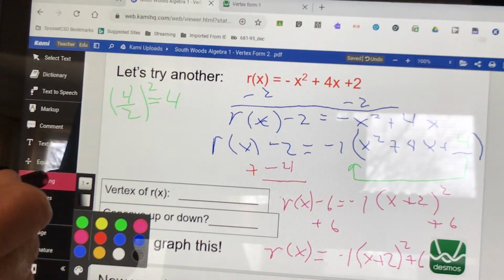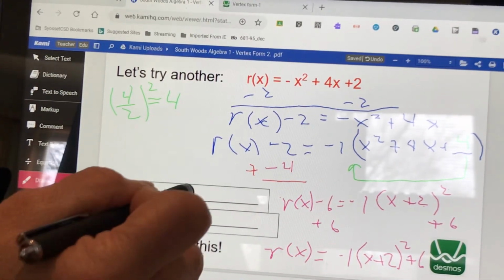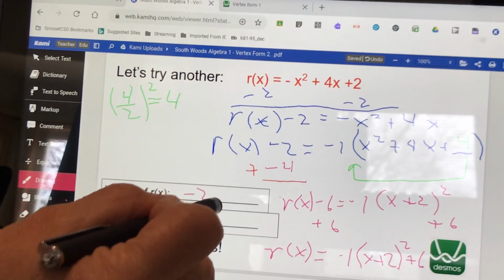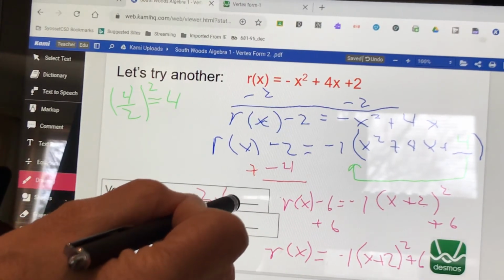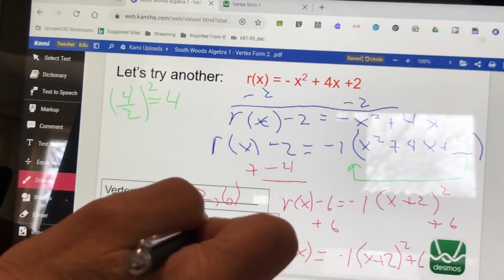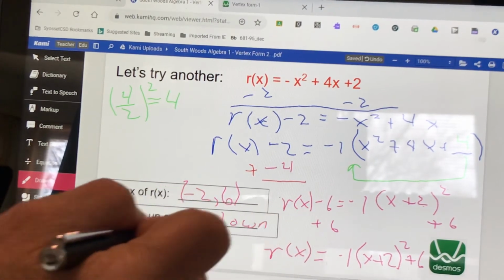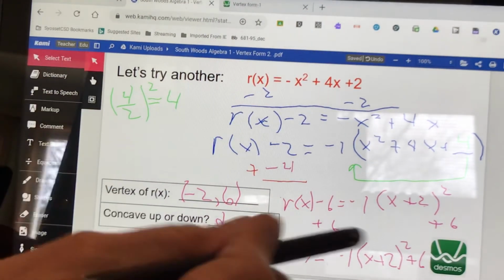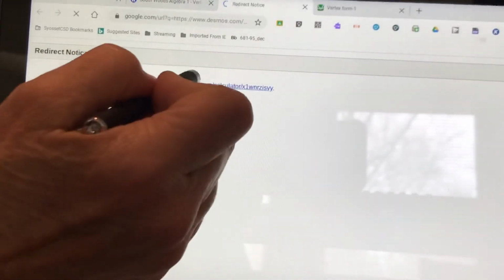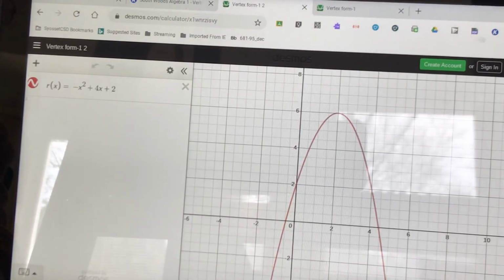Vertex, inside is the opposite sign, negative 2, that's the x-coordinate. Outside is the same sign, that's 6, that's the y-coordinate. It's concave down because of the negative 1. And you're probably able to graph this. Let's check Desmos first. Parabola is concave down. The vertex is at positive 2, positive 6.